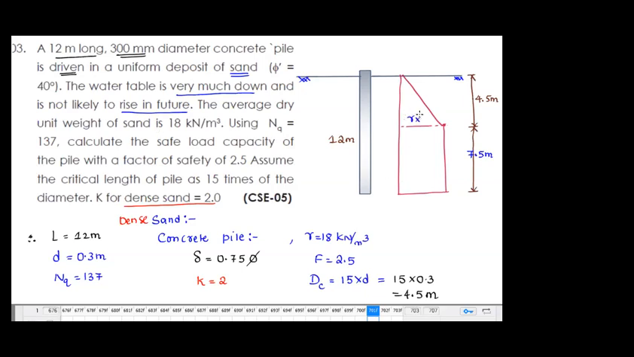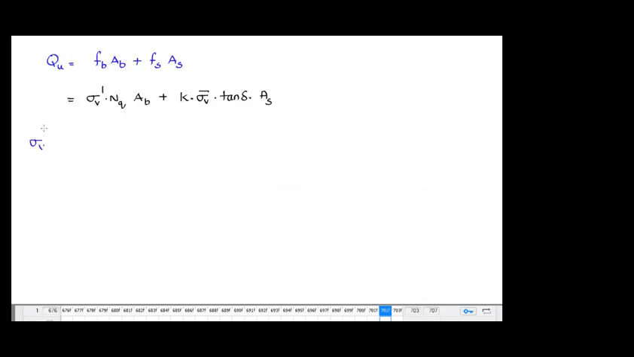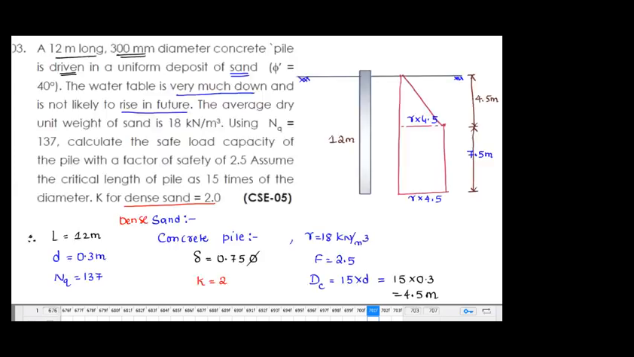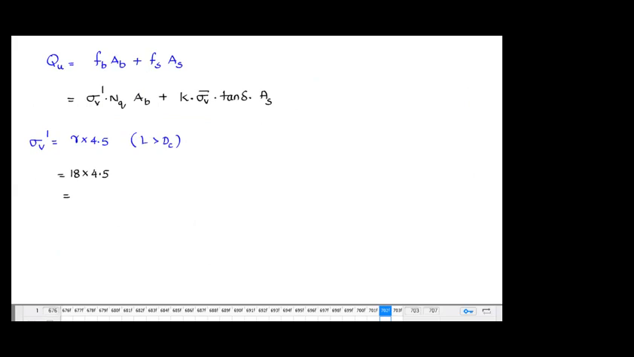Can you please tell me what is this value over here? So I have given gamma into 4.5, here also gamma into 4.5. Yes or no? So now, what is sigma V dash? Sigma V dash is nothing but gamma into 4.5. Why? Because the length of the pile is more than the DC. Now 18 into 4.5, how much? Which comes as 81 kilopascals.